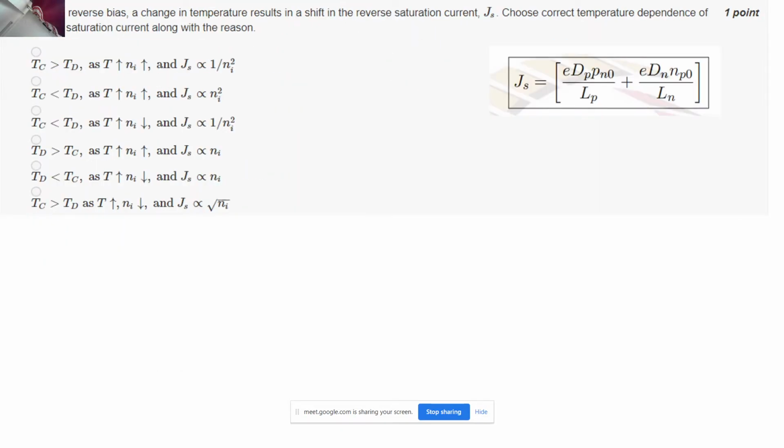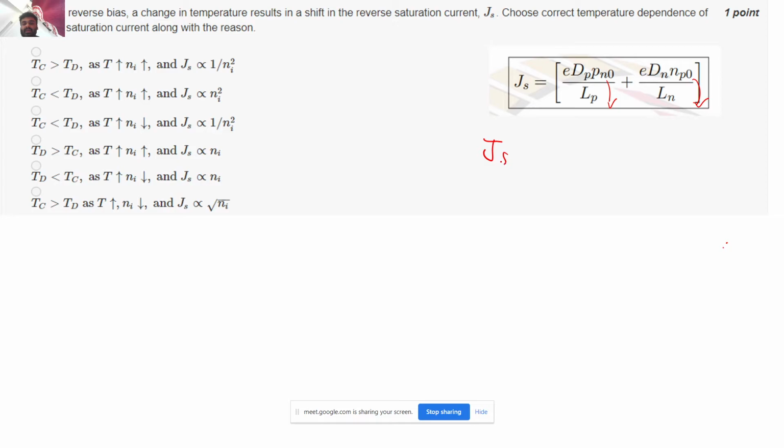Now coming to the second question, in the reverse bias, a change in temperature results in a shift in the reverse saturation current Js, correct. So choose the correct temperature dependence of the reverse saturation current along with the reason. This is the Js formula that has been taken from the lecture notes. What is this Pn naught? That is the hole concentration on the N side. This is the minority carrier concentration. Again, this is the minority carrier concentration, correct.